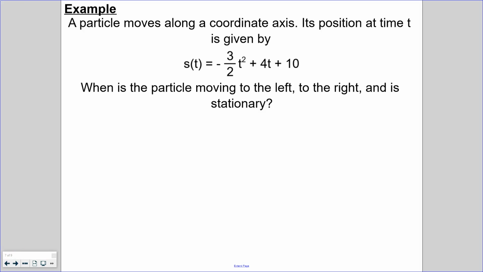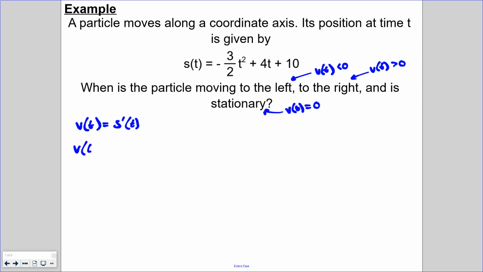So we know that when an object is moving left, the velocity, v of t, is going to be negative. We know that when our object is moving right, the velocity, or v of t, is going to be positive. And then when our object is stationary, we know that our velocity function is going to be 0. Well, notice how all these things deal with the velocity function. So we should probably start out by finding the velocity function. So v of t, remember we said, is the derivative of s of t.